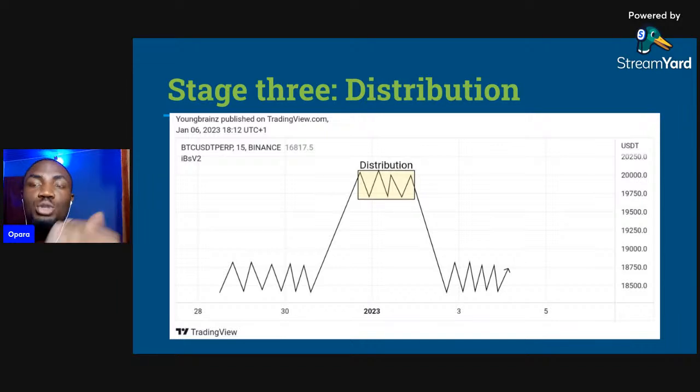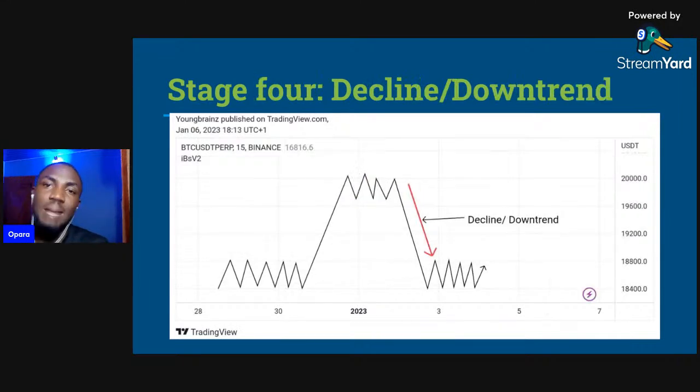Okay, so after the distribution, what happened? You can see the distribution and the accumulation are all ranging markets, just that their position is what is different. All right. So after the distribution, you can see what happened next, right? The market collapsed, a decline, which is what? A downtrend.